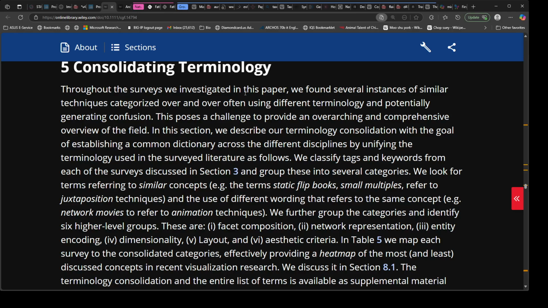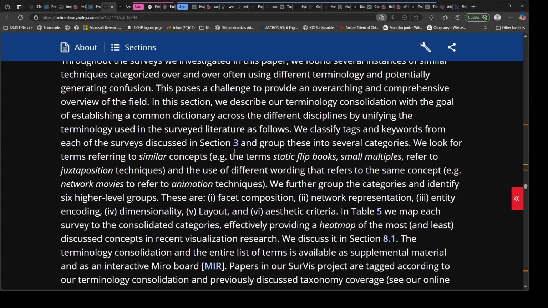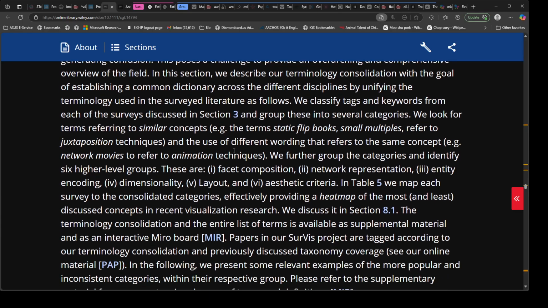We classified tags and keywords from each of the surveys discussed in Section 3 and grouped these into several categories. We look for terms referring to similar concepts. For example, the terms static flipbooks, small multiples, refer to juxtaposition techniques, and the use of different wording that refers to the same concept. For example, network movies to refer to animation techniques. We further group the categories and identify 6 higher-level groups. These are 1. Facet composition, 2. Network representation, 3. Entity encoding, 4. Dimensionality, 5. Layout, and 6. Aesthetic criteria. In Table 5 we map each survey to the consolidated categories, effectively providing a heat map of the most, and least, discussed concepts in recent visualization research. We discuss it in Section 8.1. The terminology consolidation and the entire list of terms is available as supplemental material and as an interactive Miro board, MIR.